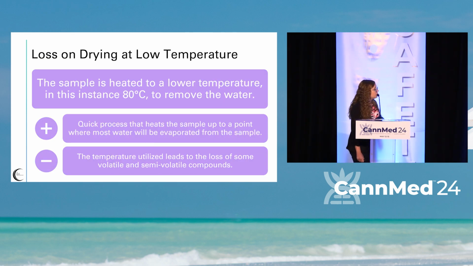Then we have loss on drying at low temperature. And what this does is it's very similar to that loss on drying at high temperature, except we're limiting the temperature at what we're heating the sample. And in this instance, 80 degrees Celsius. And the reason for that is that we know cannabinoids start to decarboxylate at about 85 degrees once they've sat for a certain period of time. So we can prevent that decarboxylation of cannabinoids by doing this. It is a quick process, so that's nice for laboratories, and most of the water should be evaporated at 80°C. However, this temperature does lead to some loss of volatile and semi-volatile compounds because those terpenes, if you smell them in the air, it's because they're volatilizing. So at 80 degrees, you're definitely going to start volatilizing those.